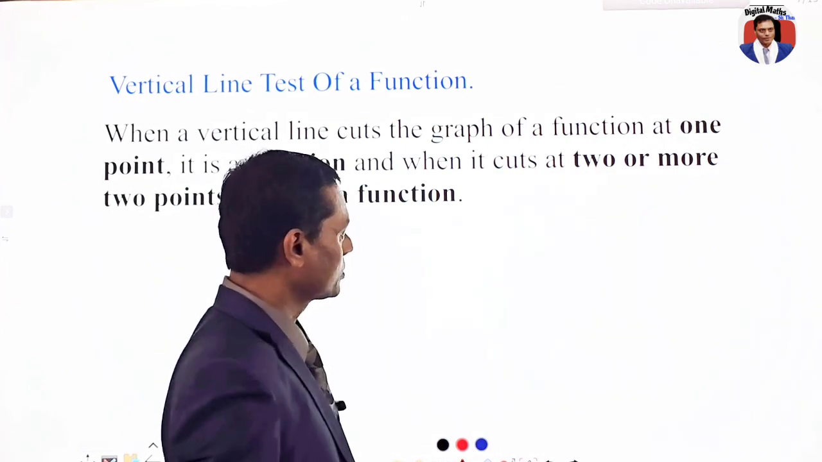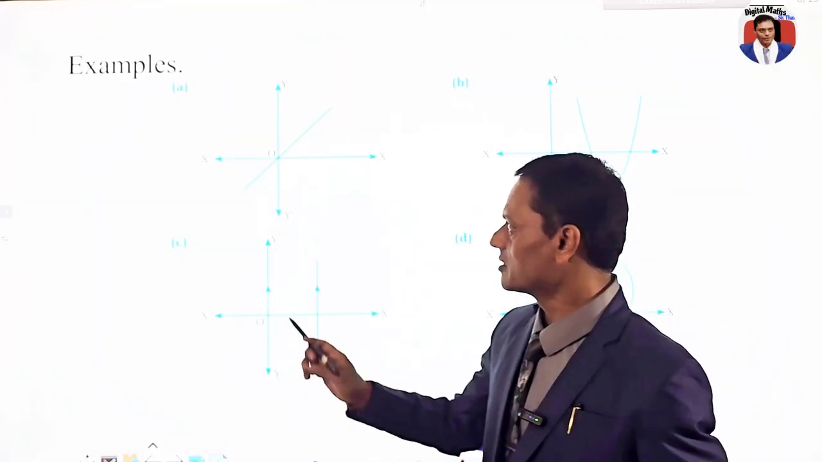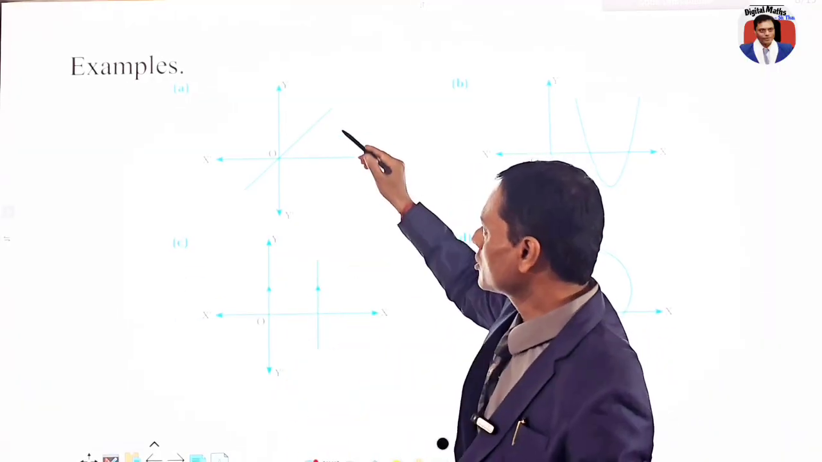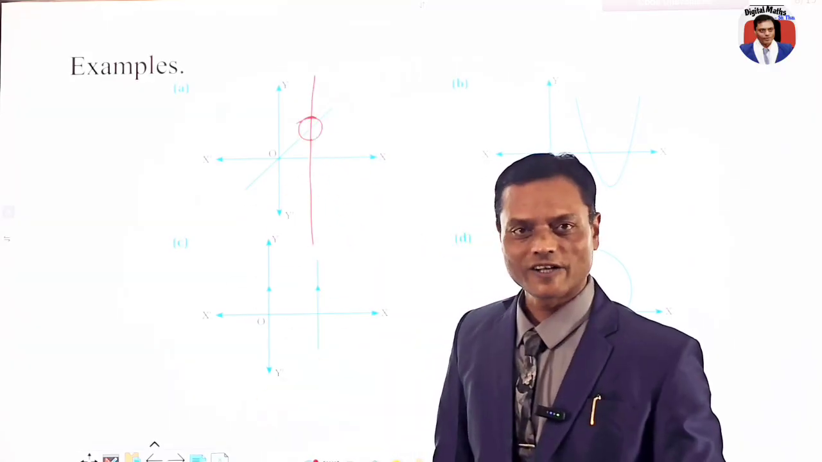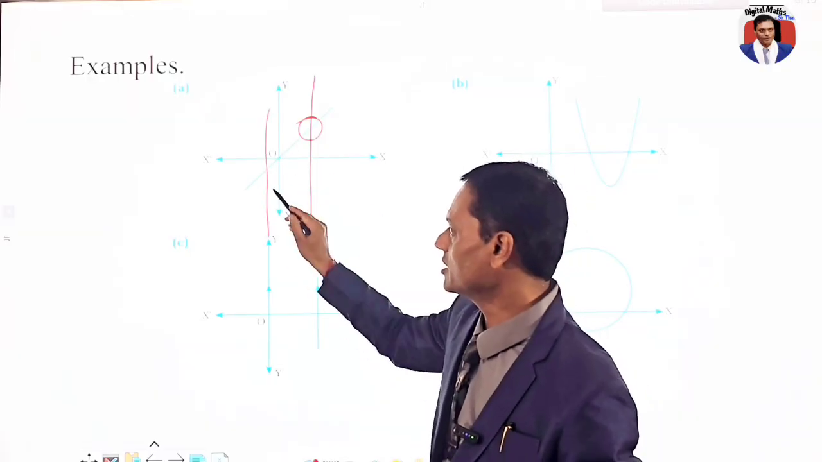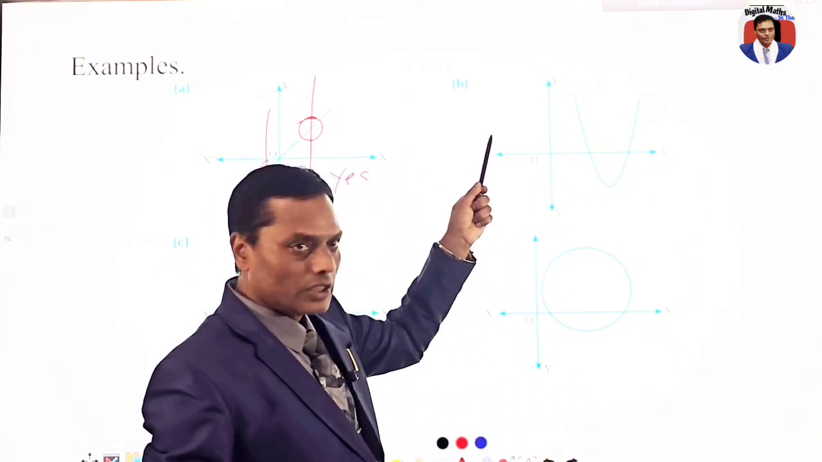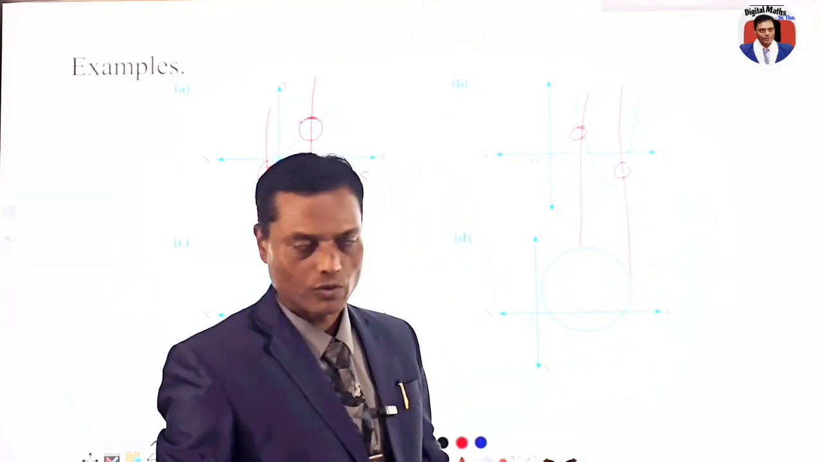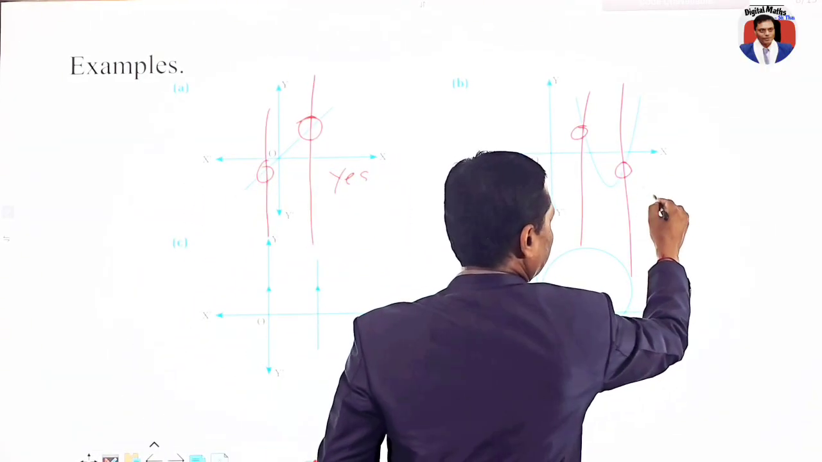Have a look here, I'm just going to show you some examples. You can see some graphs. In the first figure, we have a straight line, and how do we find out whether it is a function or not? We can draw a vertical line anywhere, and we can see that the vertical line cuts the graph at only 1 point, so it's a function. When you move to the second graph, you can draw a vertical line anywhere, and it cuts at only 1 point, so it's also a function. You can write here, yes, it is a function.